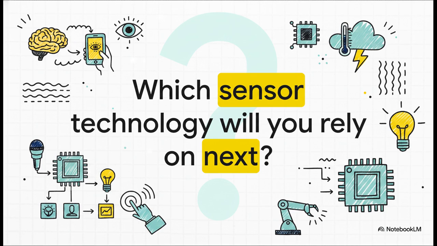So I'll leave you with this to think about. As our world becomes increasingly automated and as physical and digital systems continue to merge, which sensor technology will you be relying on next to bridge that divide? Keep observing the world around you, because a sensor somewhere is definitely observing it with you.